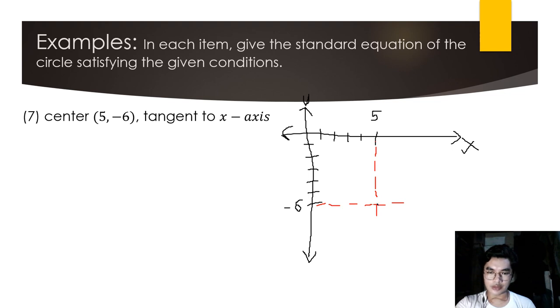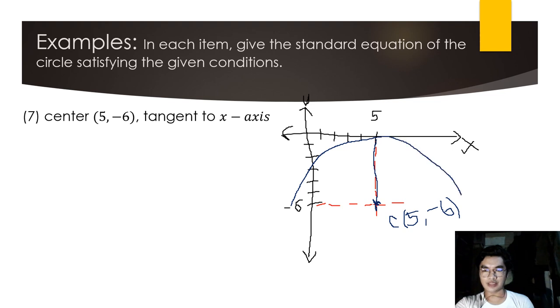Then the point of intersection is here, which is the center (5, -6). And according to the given condition, the circle is tangent to the x-axis. So from the center to the x-axis, we need to find the distance. Most likely, our circle will be like this one. Let us count from the center: 1, 2, 3, 4, 5, and then 6.